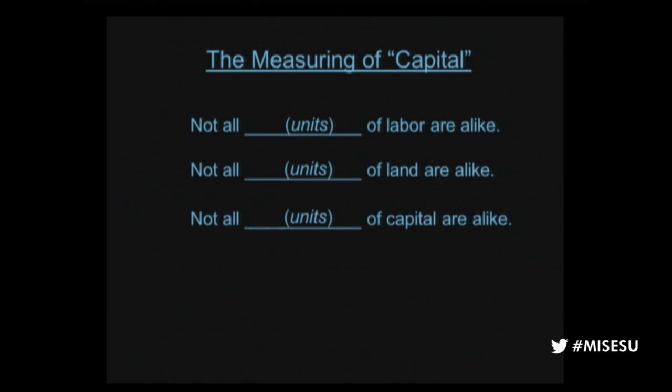In other words, if you were to fill this in, not all blank of labor are alike, what would you put in there? I hope it'd be worker hours. Isn't that right? That's the way you measure work. Now, of course, it's heterogeneous because not all worker hours are alike. But at least we know the unit is worker hours. Right? Some are different than others. Look at the next one. Not all what of land are alike. Well, it's got to be acres, or you could say acre years if you want to make it conformable with worker hours. And they're not all alike. So there's heterogeneity in land too.